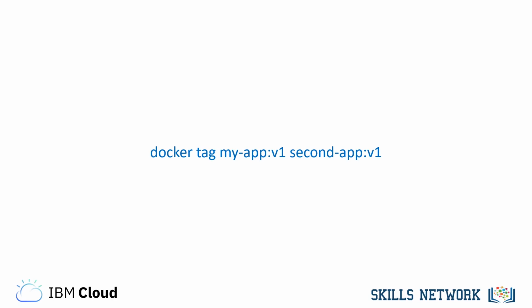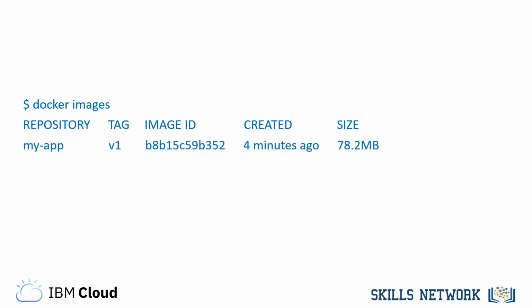If we run this command, we will end up with a second tag in our docker images output. Let's take a look. Now we see not only our first app, but also our second app. Notice that the image IDs are the same in both cases. This is because the image itself is unchanged. There is nothing different about these two images, and they will perform the same function. The only difference is that they are tagged in two different ways.